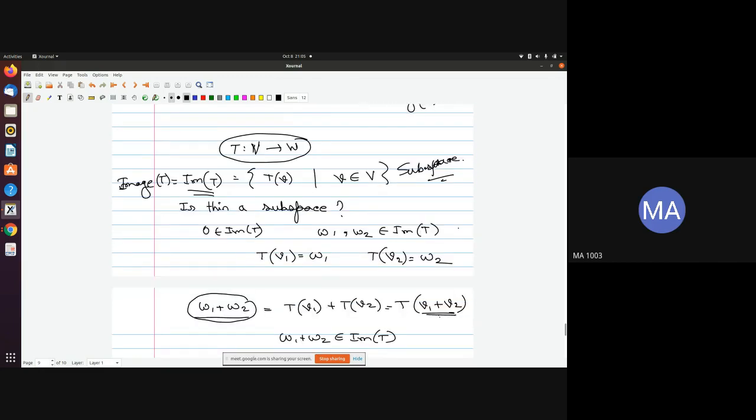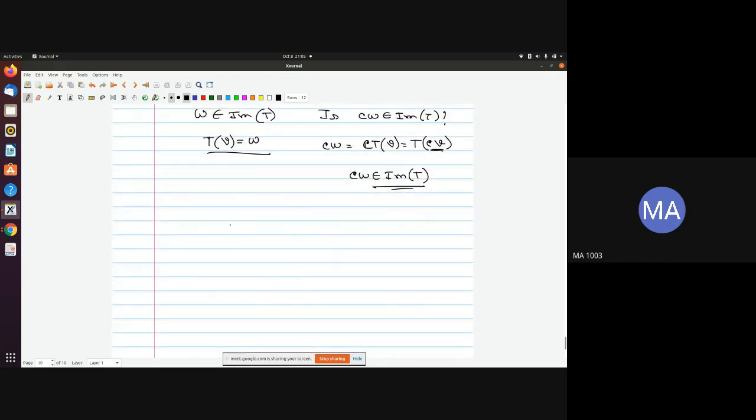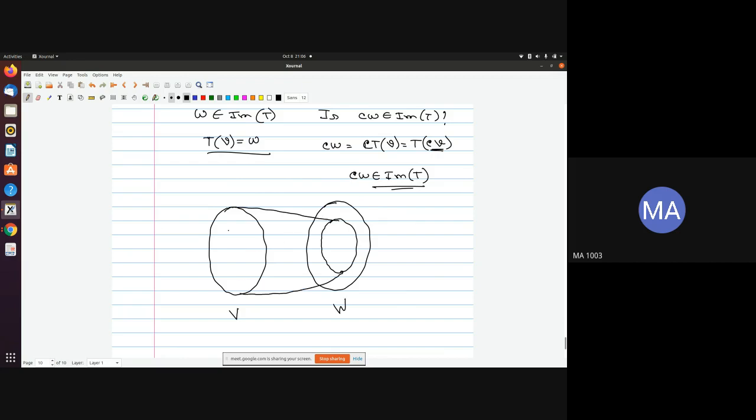Now what do we get from here? Let me draw the picture again. Is it a subspace of V or W, sir? That is what I am going to ask. So this is V, this is W. Where does the image lie? The image lies inside W, right? This is your image, the image space. This is the null space, which is going to 0. This is how the picture looks.